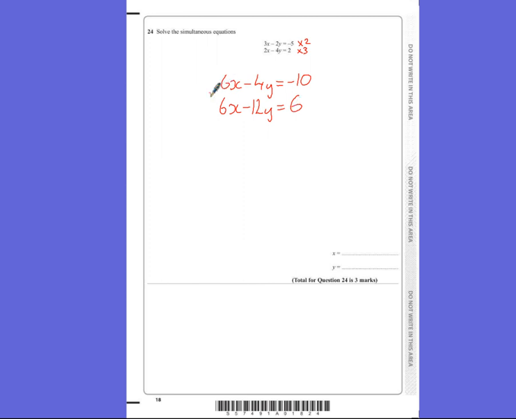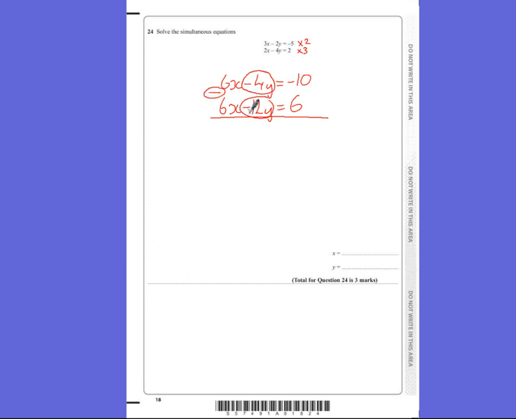Now, if I take these two away from each other, 6x take away 6x will be no x's. That's the whole reason for doing this. We get rid of the x's out of here and we'll be left with just the y so we can work out what y is. So 6x take away 6x is nothing. The really important thing here is that we've got minus 4y's take away minus 12.